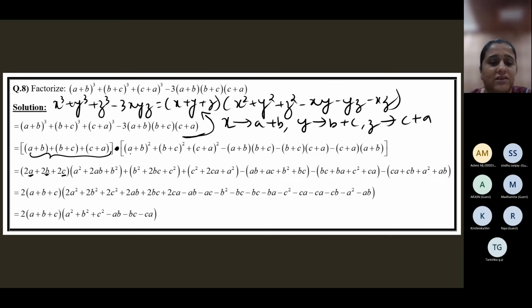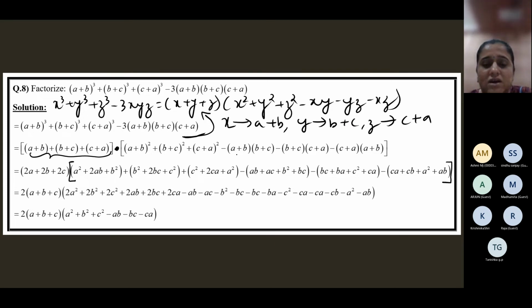In the next bracket, I have made so many mistakes. There's a square bracket here, children, from here to here. I've forgotten to put this. When you simplify this one, you will get 2a plus 2b plus 2c. Now look at the second bracket. (a plus b) the whole square is a square plus 2ab plus b square, plus (b plus c) the whole square, b square plus 2bc plus c square, plus (c plus a) the whole square, c square plus 2ca plus a square.